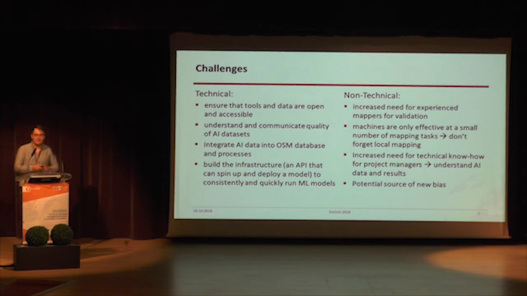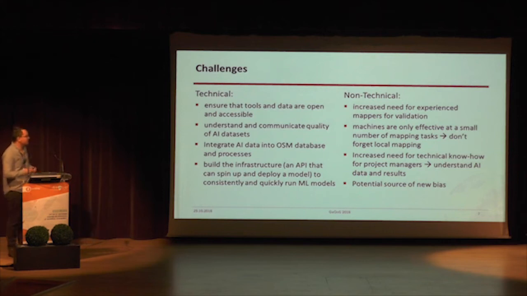What can actually be mapped automatically? And while we're focusing on AI and machine learning, are we forgetting something else? Maybe the more local perspective, mapping in the field using GPS devices or smartphones. This discussion here should not make us forget that there's also local mapping that needs support. There's also a need for increased technical know-how for project managers who want to use those data sets. They need to understand the results and how they can introduce them into their own workflows.